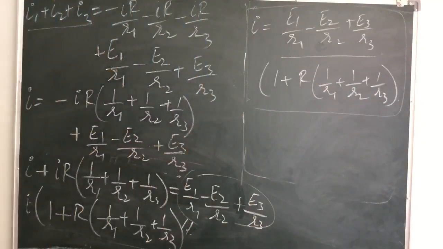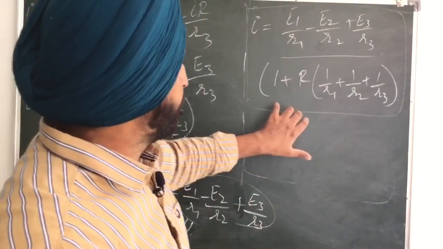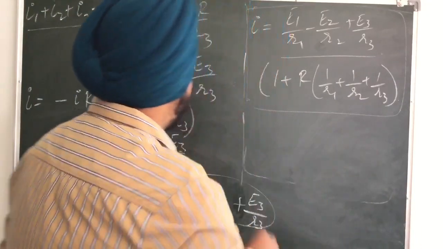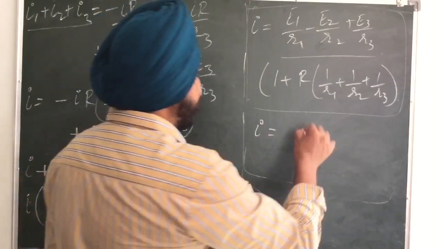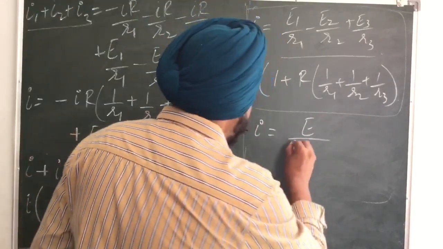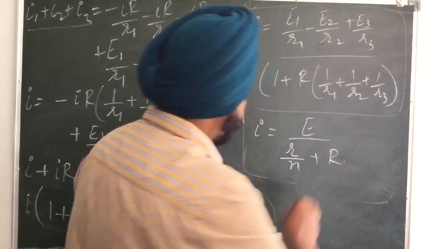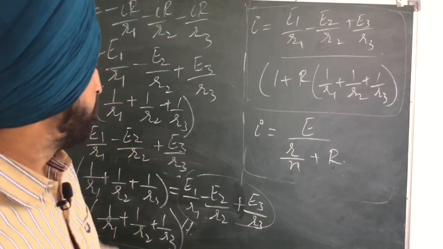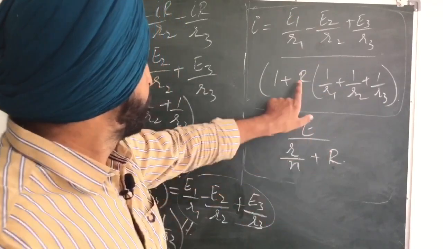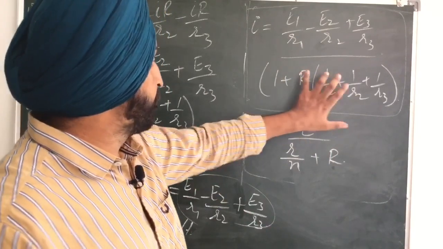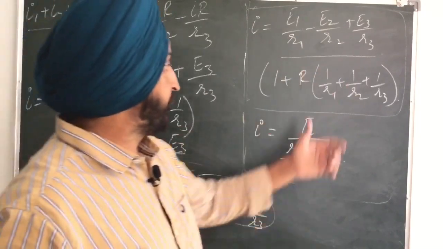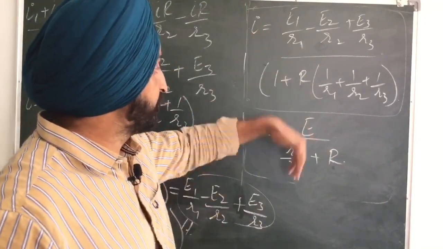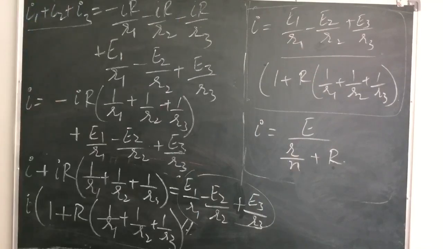But again, if we want to compare it with the value that we got in case A, in that case the value of current was equal to E by R plus r over N, where R is the external resistance and r by N was the total internal resistance. Fine. But here we don't have anything like that. So we don't have separate internal resistance and separate external resistance. To compare these values, we have to make a few changes.